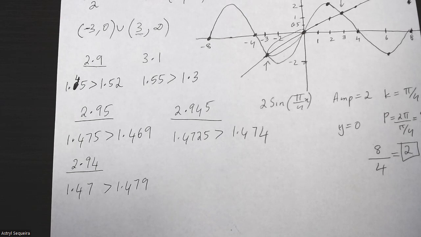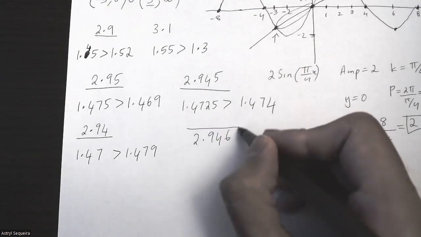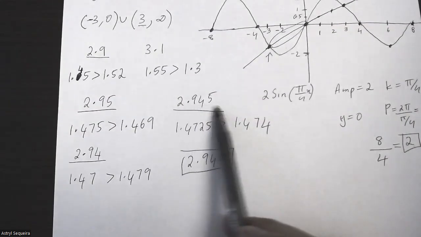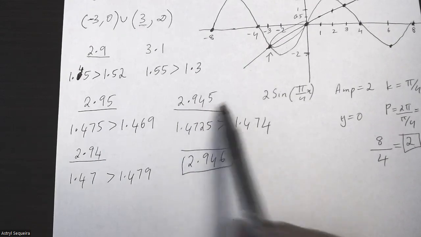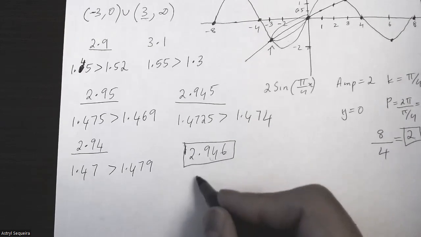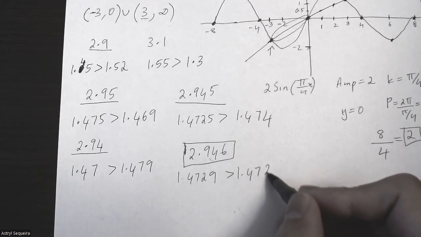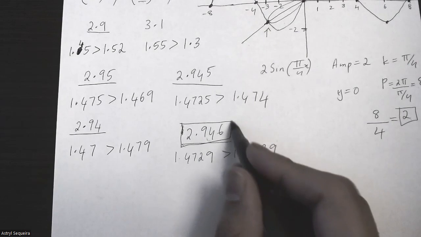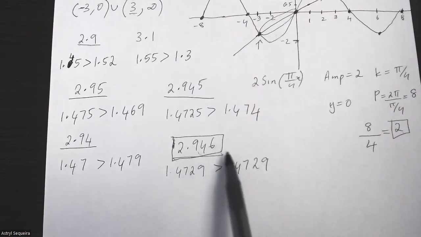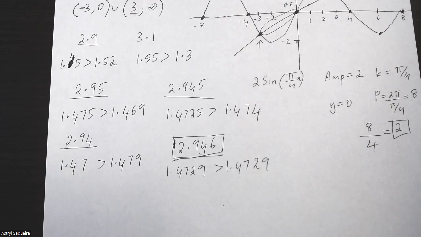And if I test 2.946, it's also pretty much, oh, it's identical. I don't think you need to go this far. Ending on 2.945 is pretty much going to give you full marks for sure. But 2.946 gives me 1.4729 and 1.4729. So I know that this is the exact value. I don't even have to round because these are the exact same number, which somehow ends up being the exact same number with the sinusoid and a linear equation.